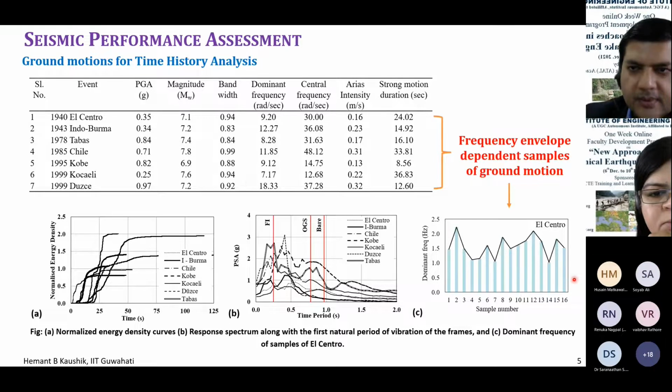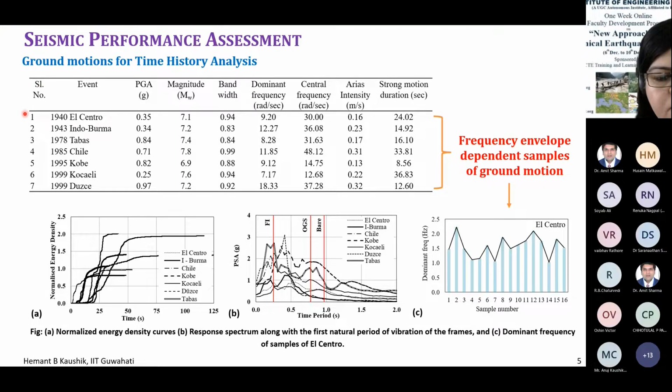Right. So these are the 7 original ground motions that I have considered in this study. This is 1940 El Centro, a very old earthquake, but it is the most commonly used ground motion in any of the nonlinear dynamic analysis. And up to the 1999 Dutch earthquake I have used. So these are different parameters or characteristics of the ground motions, and you can see how different they are.